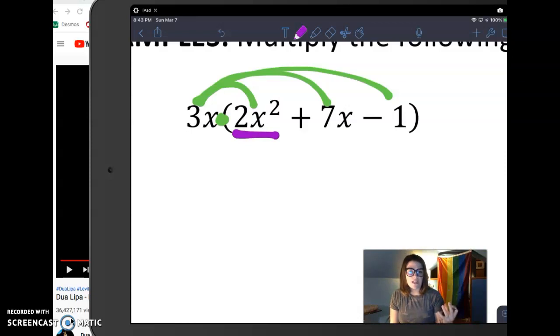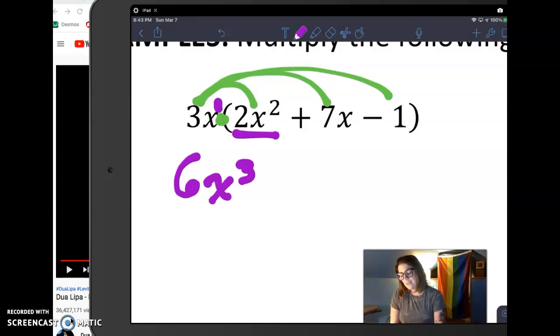Same rules apply as before. So multiply the bigs. We're going to do 3 times 2 to get 6. And then remember there's a secret one there. So you have to combine, come on, sing with me, the little ones. So you get x to the 3rd there. 1 plus 2 is 3. All right, on to the next.